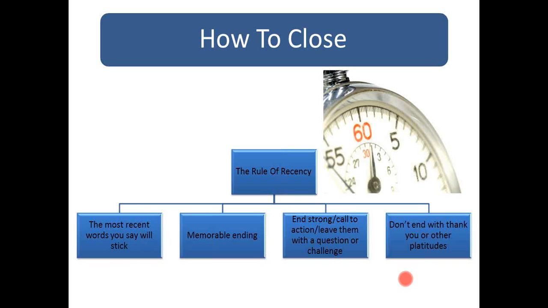That should be 30 to 60 seconds, powerful, punchy and memorable, and because they're positioned where they are, they're likely to stick in people's minds. Okay.